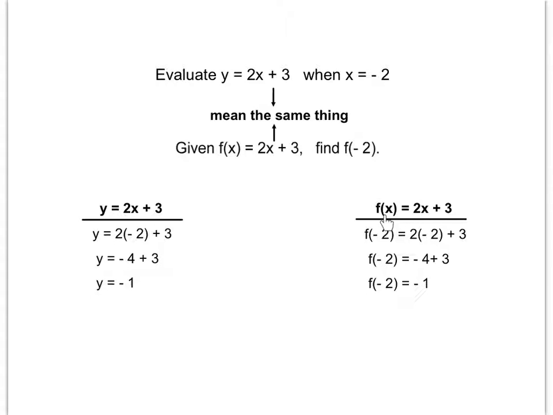The exact same thing you can say now in function notation, given f of x equals 2x plus 3. Find f of -2. What this is saying is replace x with -2. Find the value of the function when x is -2. So we do the exact same thing. We plug in -2 for x and we get -1. Given f of x equals 2x plus 3, find f of -2 means the same as y equals 2x plus 3, find the value of y when x is -2. These mean the same thing.